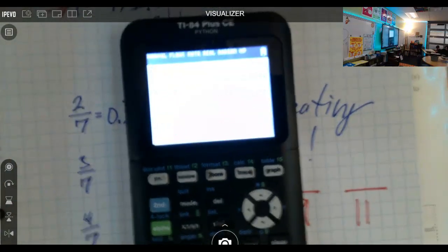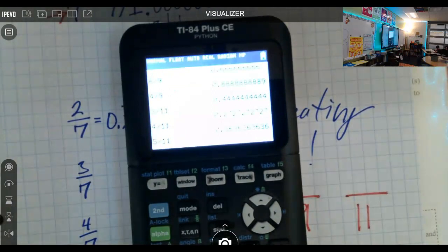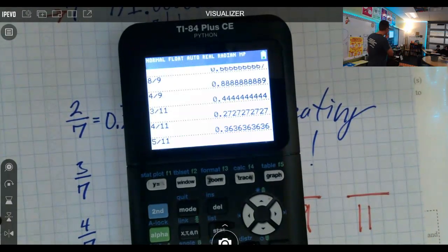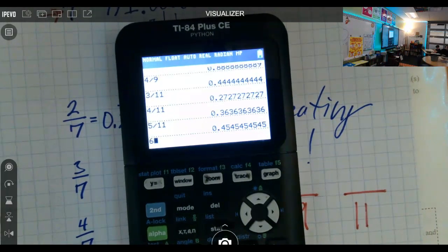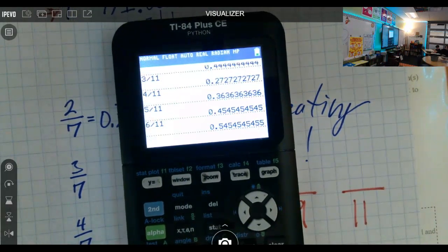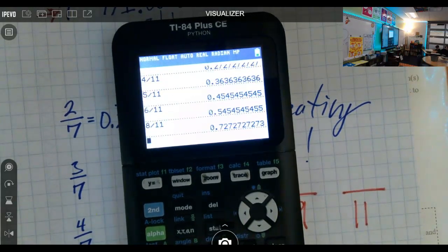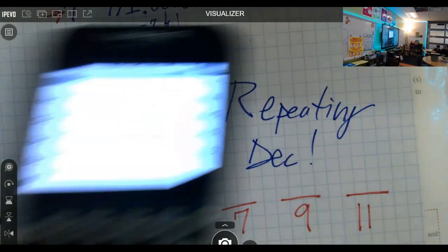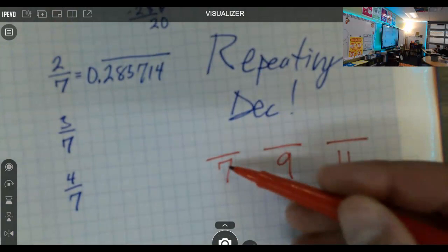46, 46, 46. You're close. 47? 45? 49? How can you get from 3 to 27? Times 9. How do you get from 4 to 36? Times 9. What's 5 times 9? 45. What's 6 times 9? 54. What's 8 times 9? 72. So guys, division by 11, division by 9, division by 7.